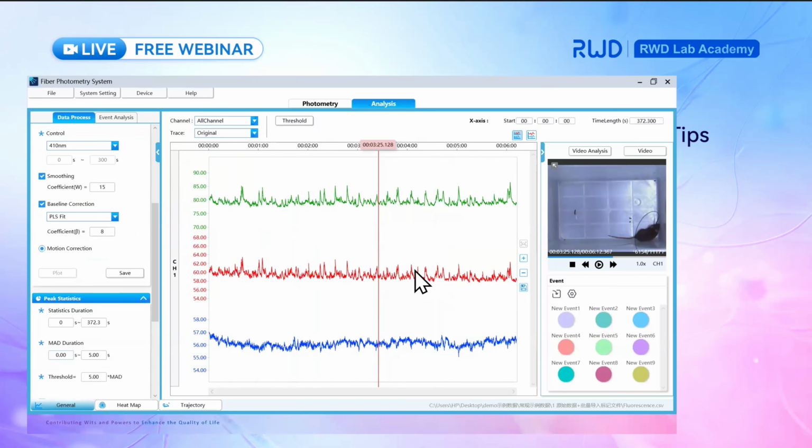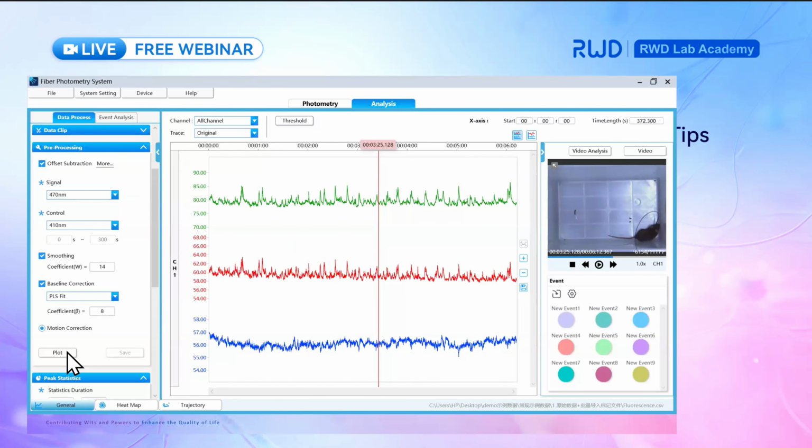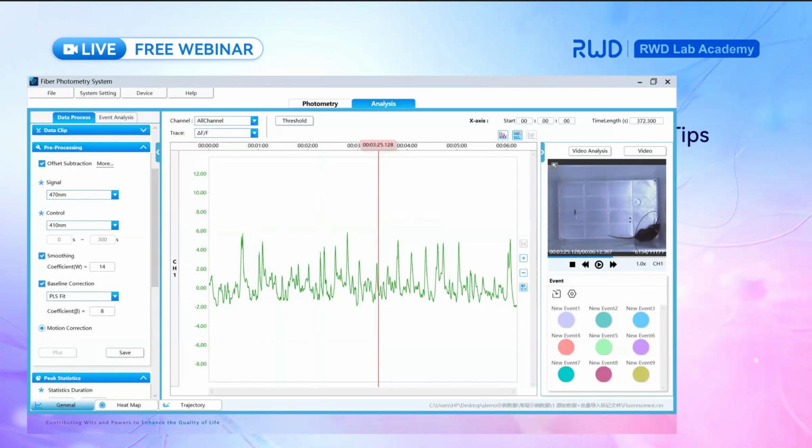And just wait a second, we can change some parameters to make this curve better to see. So we can change like this. I will click plot. By clicking the plot, we can generate the delta F over F trace. It can also perform the automatic peak analysis.